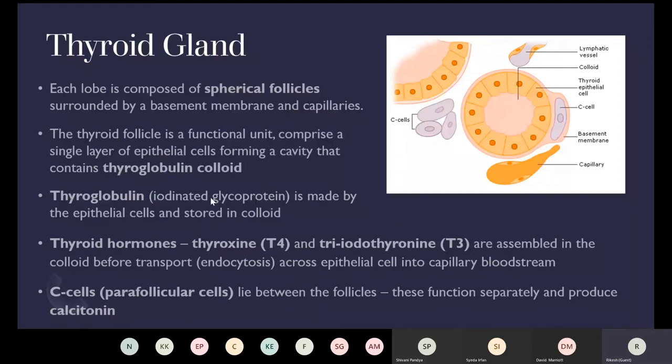So the thyroid hormones, thyroxine, which is T4, and triiodothyronine, which is T3, are assembled in the colloid before they're transported out into the capillary bloodstream by endocytosis. I'm going to go on to that in a bit more detail in a sec. And then you've got these C cells as well, which are completely separate, and this is to do with the calcium metabolism bit, which I'll go into.